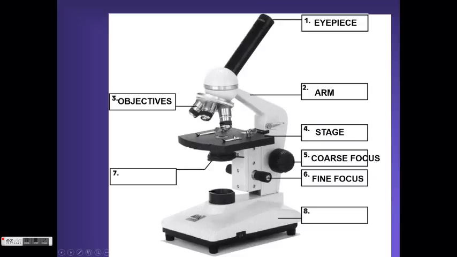The other is we've already focused the image under low power with the coarse focus knob. We're in the right area. We just need to give it a small little adjustment. And so under medium power and high power is when we use the fine focus knob.